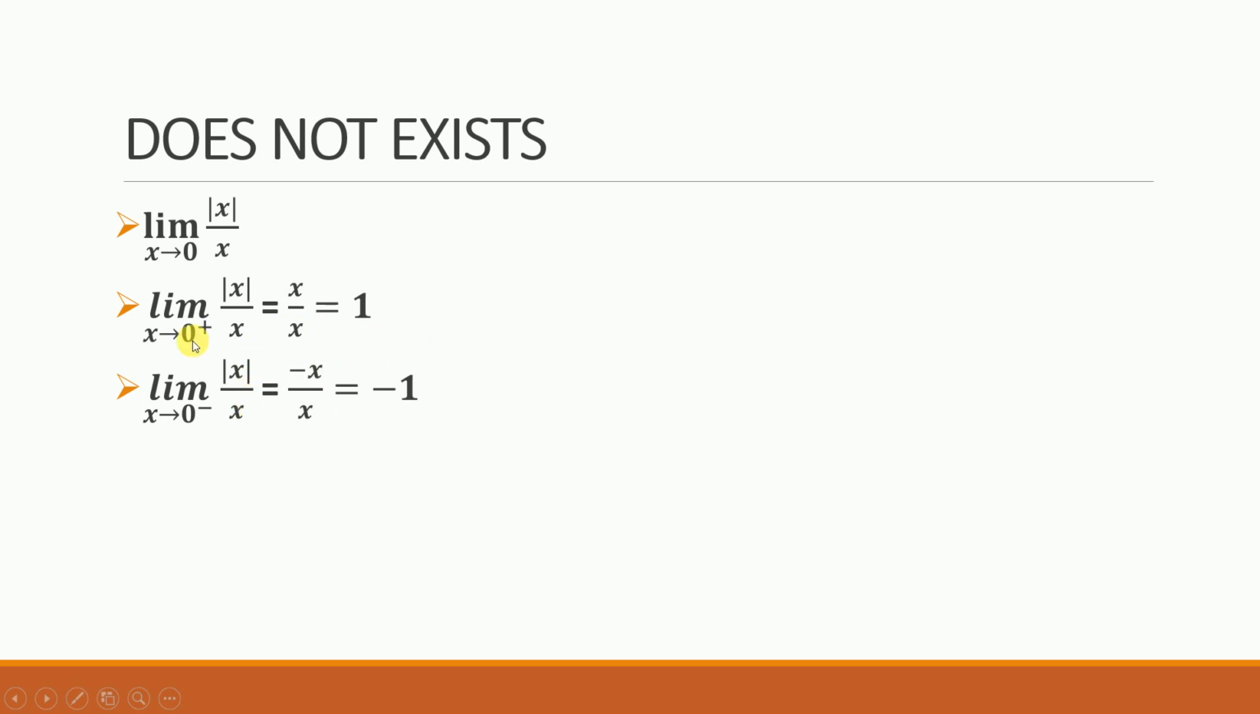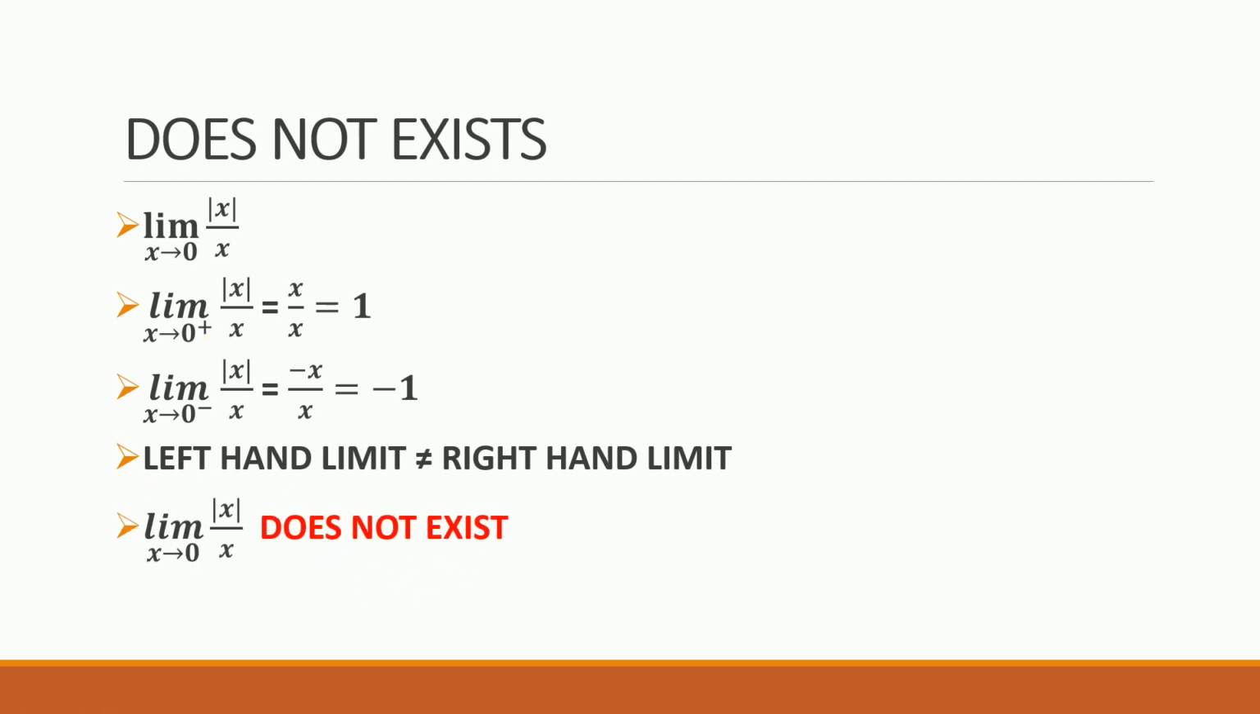The left hand limit and right hand limit are not equal, so we say that the limit as x tends to 0 of mod x by x does not exist. This is the suitable terminology for such situations. The next one, no real solution. Generally we use this in solving equations. Consider the following equation: x squared plus 4 is equal to 0.